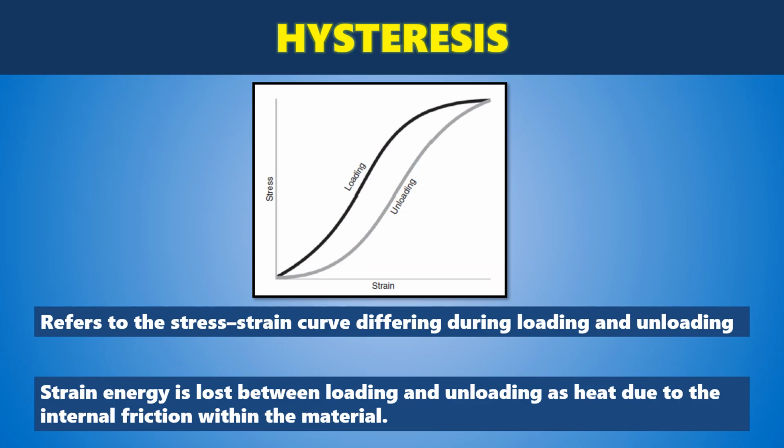Now, with respect to hysteresis, it refers to the stress-strain curve differing during loading and unloading. The amount of force or stress required to change the shape of the material during the loading phase is larger than the one in the unloading phase. And why does that happen? Because we have changes in the microstructure of the material, and strain energy is lost in the form of heat between loading and unloading.